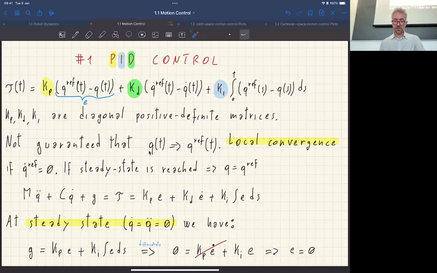So basically, I've shown that if steady state is reached, then the error must be 0, which means q equal qref. Again, it's not a great result because I cannot prove that a steady state will be reached. So it's possible that the robot will never reach a steady state. It will keep moving forever. But in case it stops, well, in that case, it's going to stop in the right configuration. Any question on this?